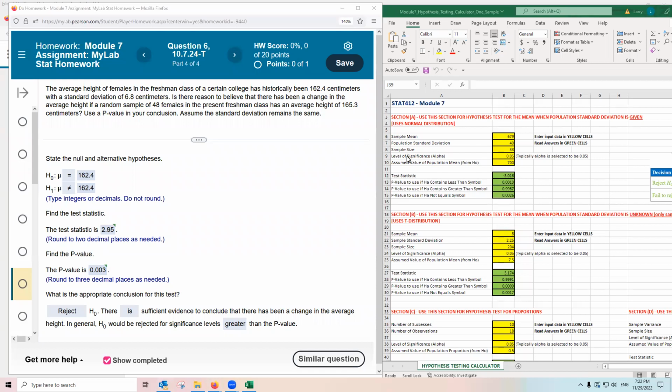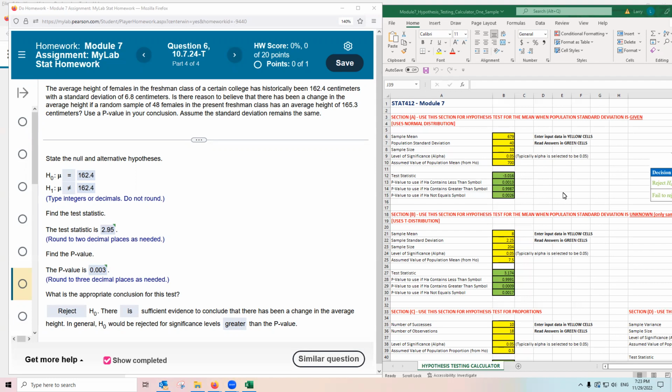I wanted to record part 2 to the Module 7 homework video because I wanted to do a few more examples and I wanted to show you again how this Excel calculator can be used to help out with some of the hypothesis testing calculations.